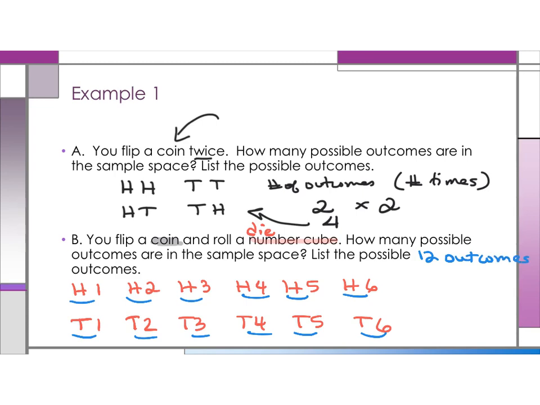Again, we could use our shortcut. And we know that with the coin, 2 outcomes. And with the die, we have 6. So 2 times 6, I get 12. And that's what I listed, and that's what I counted. So there are 12 possible outcomes in the sample space, and then I listed my possible sample space.